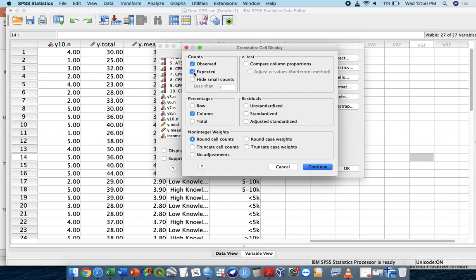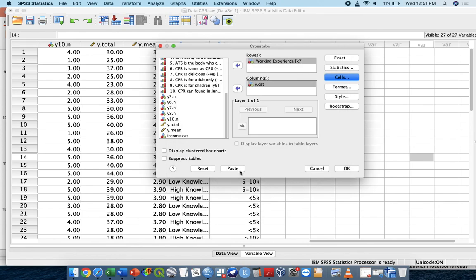Because I want to show you something on the chi-square. Remember, chi-square has one assumption: your expected count cannot be less than 5 in more than 20% of cells. What does that mean? I will show you after this. Okay, continue. And then you can hit the paste button or OK straight away.